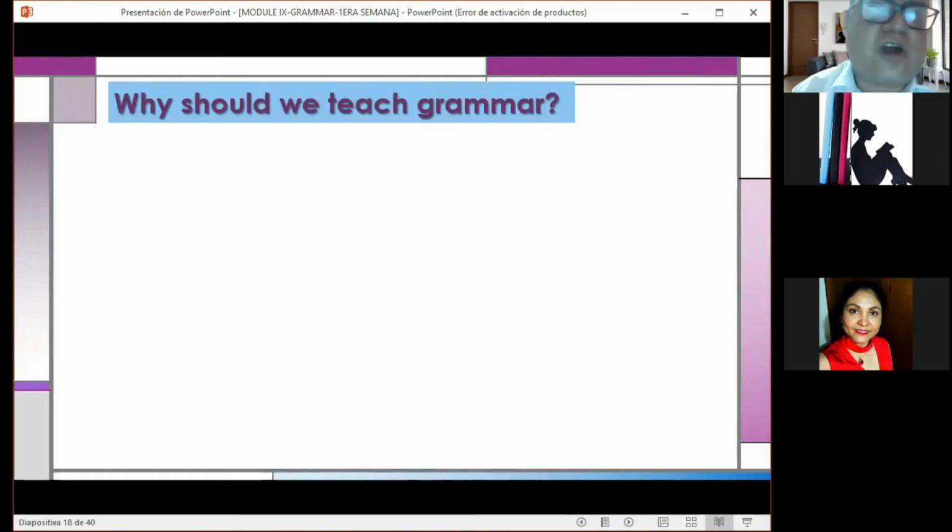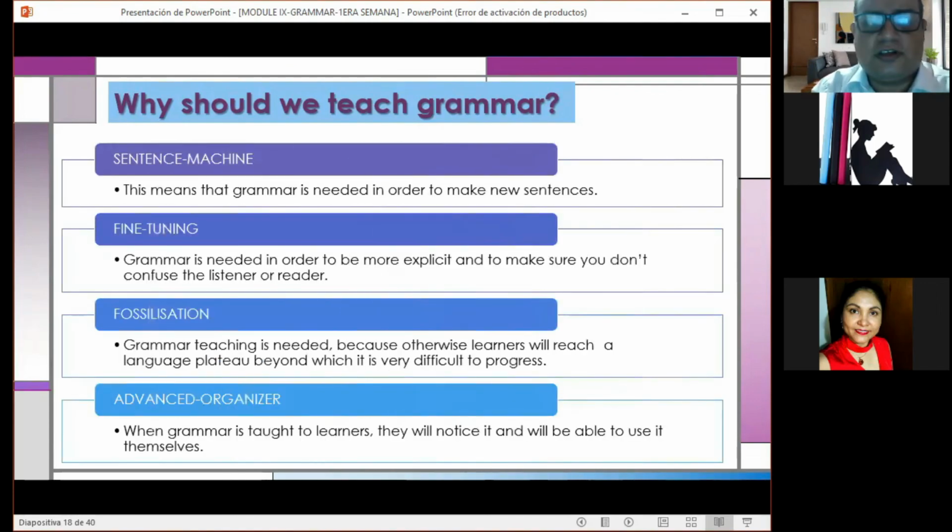Why should we teach grammar? Some of you told me, no? Oh yeah, we must teach grammar to make our students produce correct sentences or phrases or utterances, no? So this is one of the most important aspects to teach grammar to our students. But there are more. Let's see some of them. Sentence machine. This means that grammar is needed in order to make new sentences. This is the general purpose of grammar, no? To make sentences, to make correct sentences, or to make new sentences.